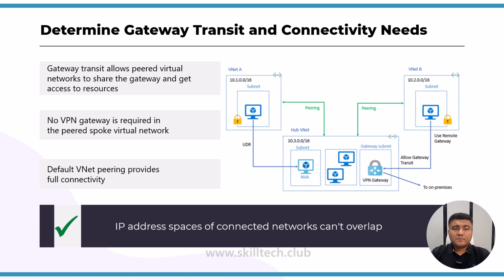Also, the default VNet peering provides full connectivity without any VPN gateway required. Now remember, in this case, the IP address spaces for connected networks can't overlap. This is something I've told you in the previous module also, that you have to take care of overlapping of the private IP addresses. If you have taken care of that, you're always going to enjoy connecting one virtual network with another virtual network without any hassles. But yes, if you have overlapping networks, it won't allow you to connect with virtual network peering.